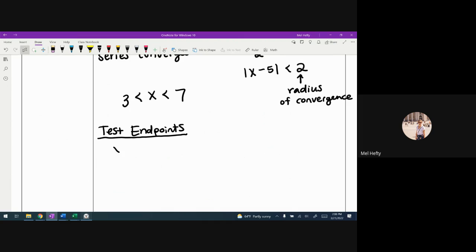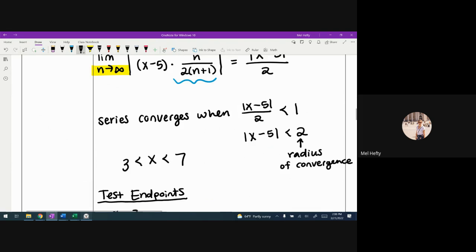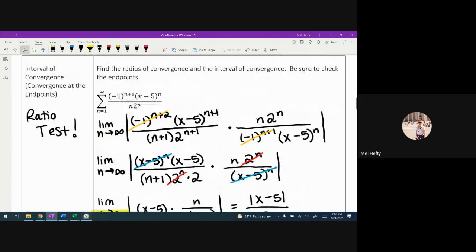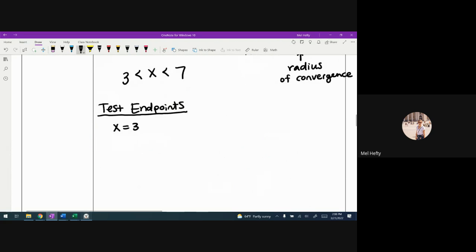All right, so we're going to start with x equals 3. Now, how do we test this endpoint? Again, this is going to be kind of the same thing every time. We're going to take that x value and scroll all the way back up to our original series. We're going to plug that x equals 3 into that series, and then we're back in unit 8. If that x is gone, that's a series of constants, and I've got a whole tool belt of what I can use to say if this converges or diverges.